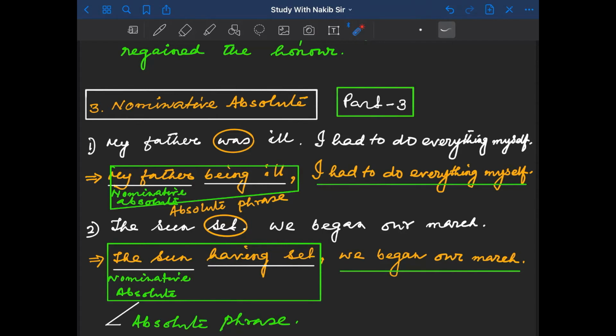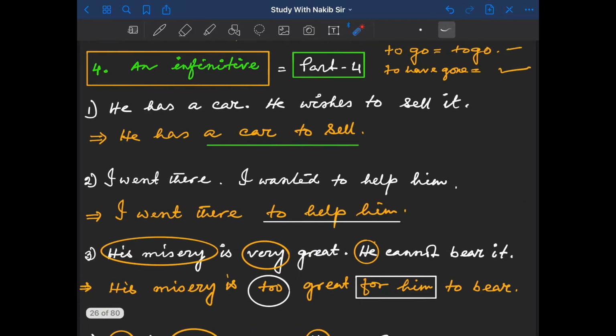So if you get this type of sentences in your examination, you may use this element, nominative absolute, to join them if necessary. Now see the next part, an infinitive. Two or more simple sentences can be combined into a single simple sentence by using an infinitive. What is an infinitive? An infinitive is a part of a non-finite verb.